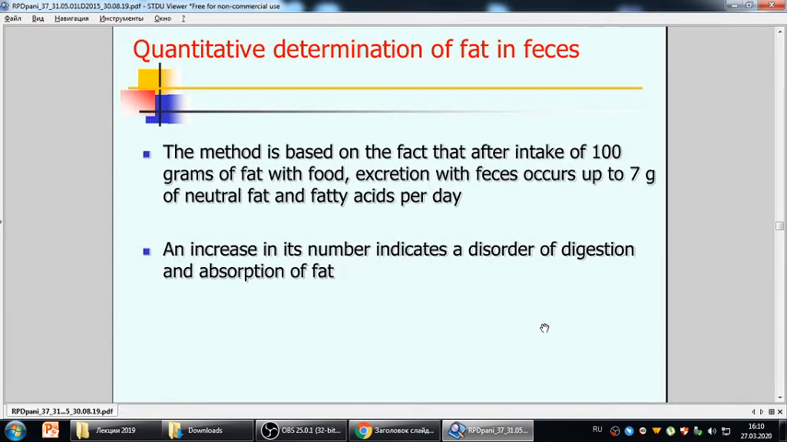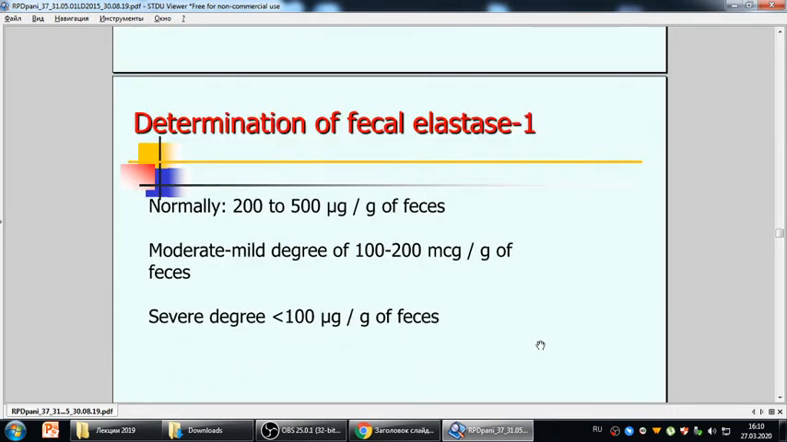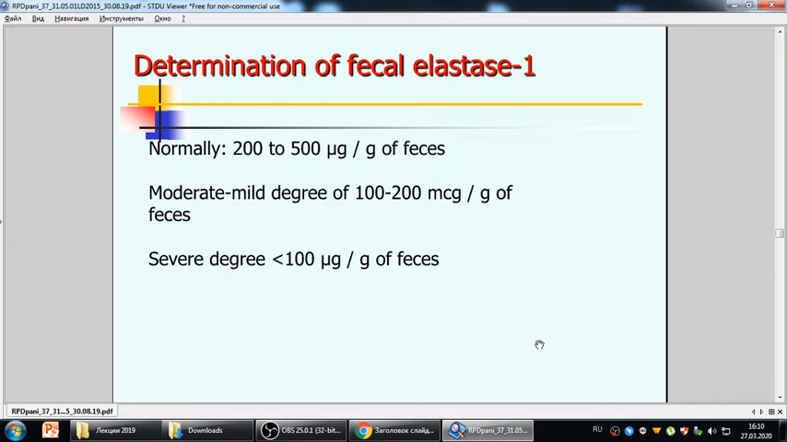And also we can check quantitative determination of fat in feces. The method is based on the fact that after intake of 100 grams of fat with food, excretion with feces occurs up to 7 grams of neutral fats and fatty acids per day. Increasing its amount indicates disorders of digestion and absorption of fat, or steatorrhea. Increasing to more than 20 grams per day is steatorrhea. And it's a very good method which can give you evidence to prove the diagnosis of exocrine insufficiency.